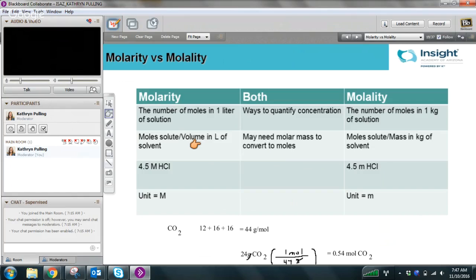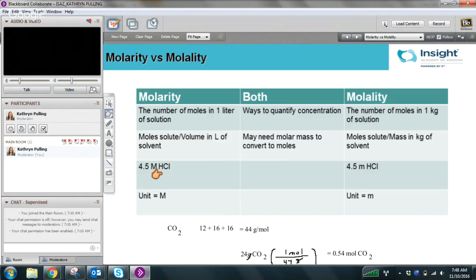When you write this out, you've actually seen this before on your chemical bottles. The concentration is written by giving the molarity number, say 4.5. The unit for molarity is a capital M, and you say what it is. So this would be 4.5 molar hydrochloric acid. That's what HCl stands for.